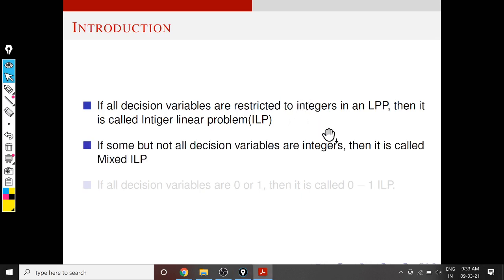Next one, the mixed integer linear programming problem. That means some variables are integers, not all of them. Such situations are called mixed integer linear programming problems. Then there is one more integer programming problem, called the 0-1 integer programming problem. The 0-1 integer programming problem is basically for yes or no type optimization problems.